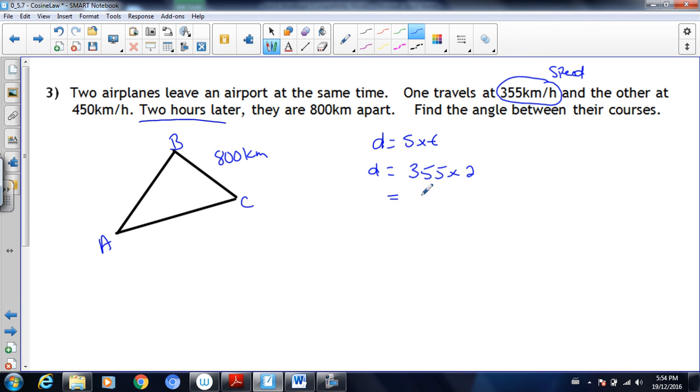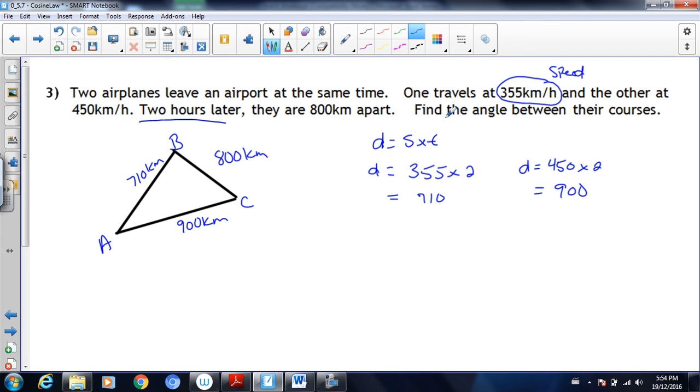So one of the distances is 710, and the other distance is 450 multiplied by 2 hours, which is 900. So let's say this one traveled 710 kilometers, and the other traveled 900 kilometers.